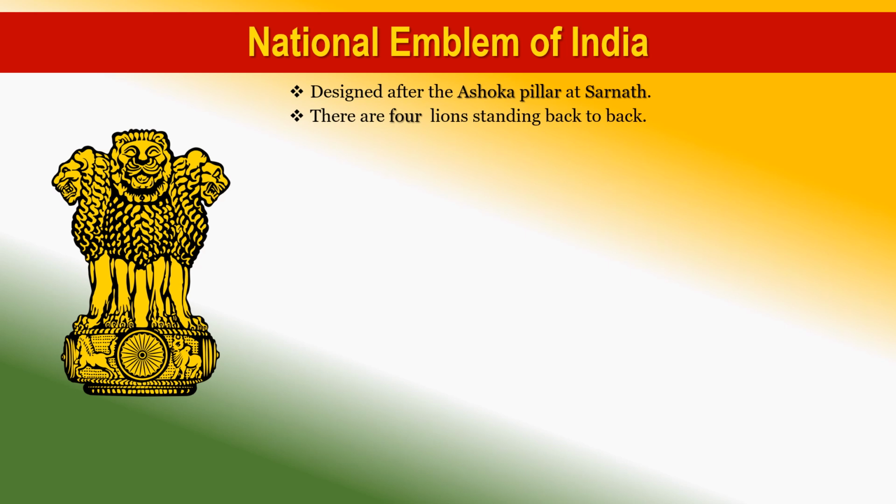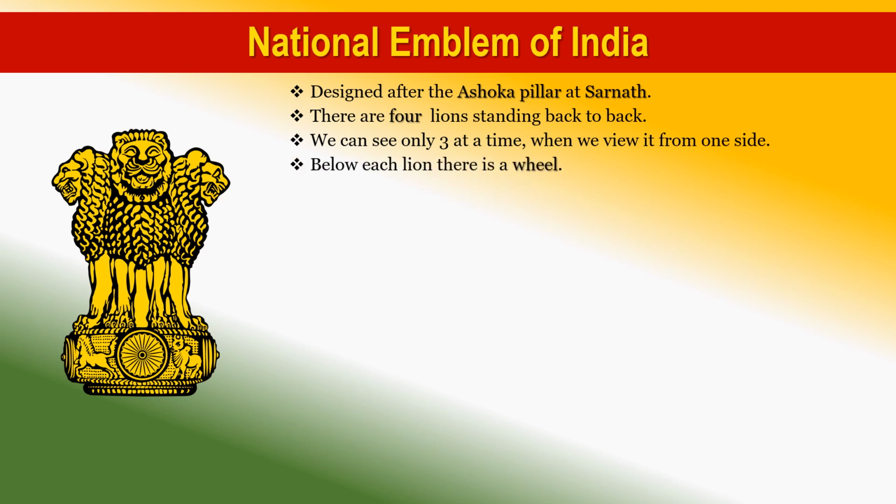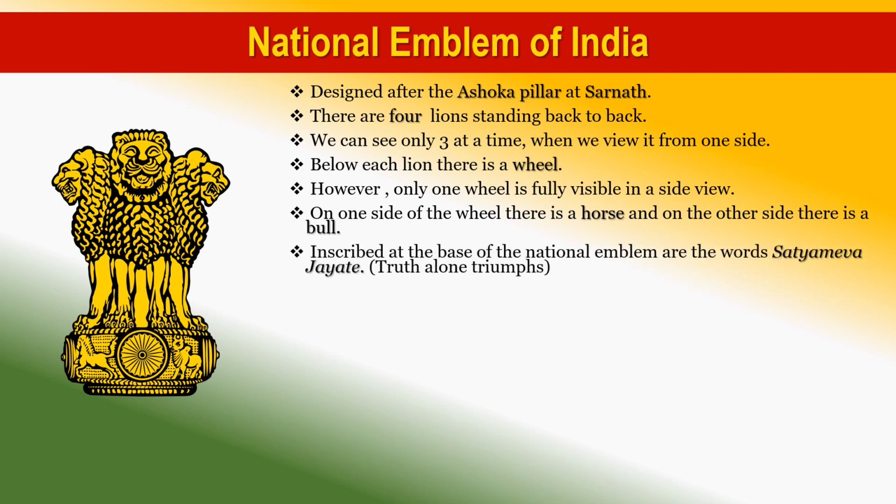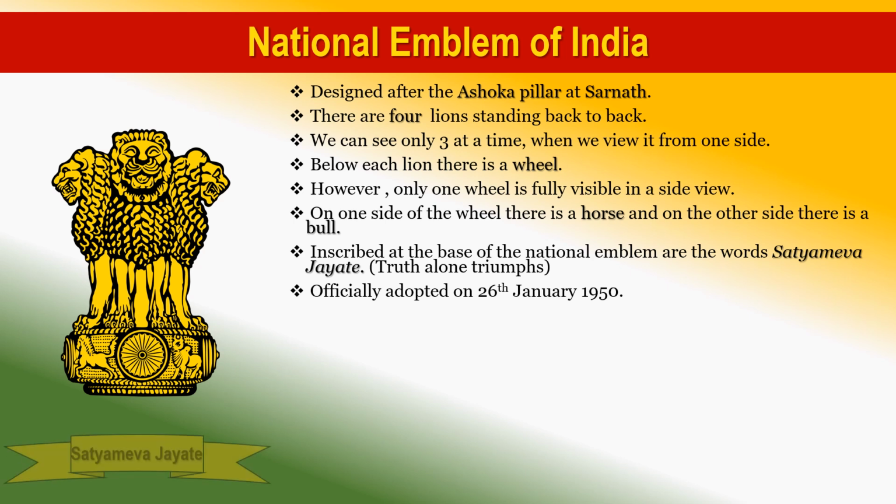There are 4 lions standing back to back. We can see only 3 at a time when we view it from one side. Below each lion there is a wheel. However, only one wheel is fully visible in a side view. On one side of the wheel there is a horse and on the other side there is a bull. Inscribed at the base of the national emblem are the words Satyameva Jayate, which means truth alone triumphs. It was officially adopted on 26th January 1950.